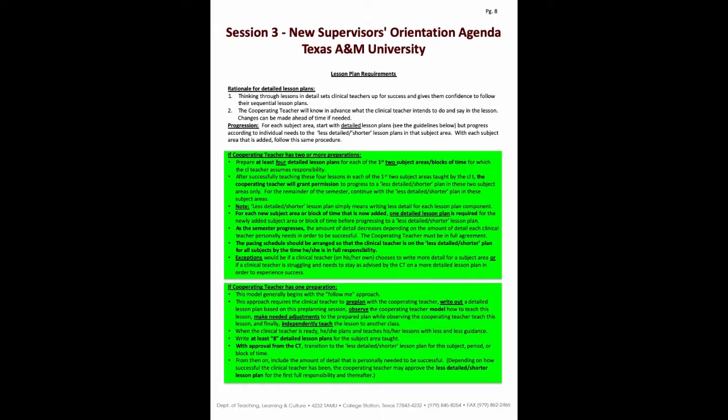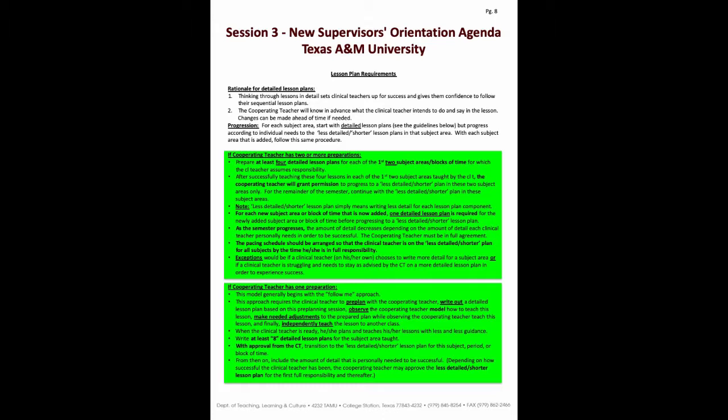Looking at this handout, find the section near the top entitled If Cooperating Teacher Has 2 or More Preparations. Note that the clinical teacher will prepare at least 4 detailed lesson plans for each of the first 2 subject areas or blocks of time for which the clinical teacher assumes responsibility. After successfully teaching these 4 lessons in each of the first 2 subject areas, the cooperating teacher will grant permission to progress to a less detailed, shorter form in these 2 subject areas only. For the remainder of the semester, the clinical teacher will continue with the less detailed, shorter plan in these subject areas. Note, less detailed, shorter lesson plan simply means writing less detail for each lesson plan component.